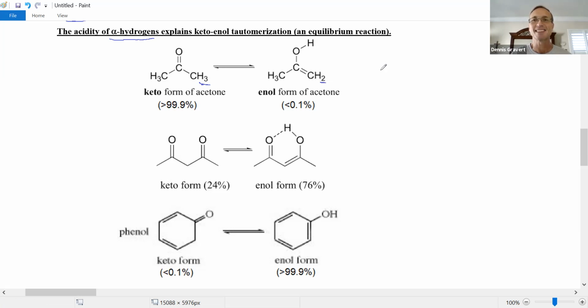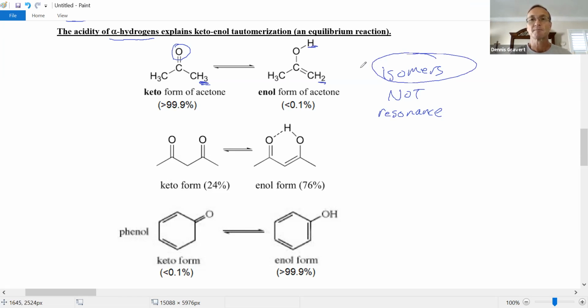All I'm saying is that these are isomers, not resonance structures, because you're moving atoms. In a resonance structure, you can only move electrons. All the atoms have to stay put. But you can hopefully clearly see that there were 3 hydrogens here. Now there's only 2. There's no hydrogen up here. Now there is. A hydrogen atom moved, which makes it an isomer.